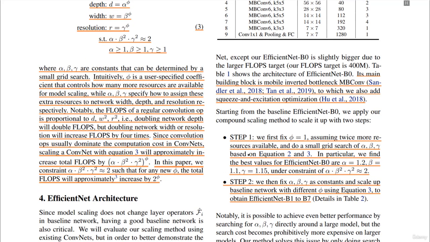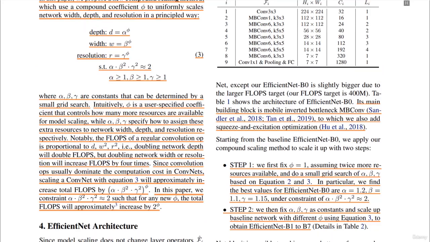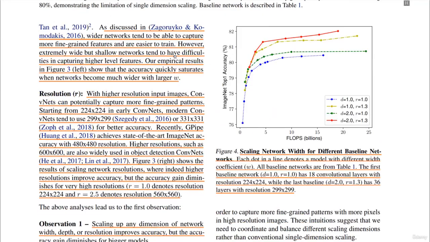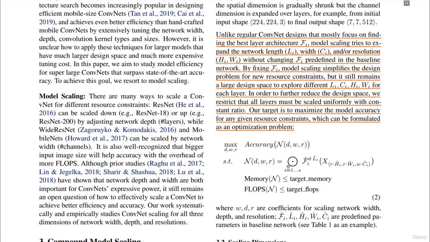And so as usual, we have a baseline model from which we start to increase its depth, its width, and its resolution. But since we're controlling all this just with this parameter phi, we can have these 2 steps. With step 1, we first fix phi to be 1, assuming twice more resources are available, and do a small grid search of alpha, beta, and gamma. So actually the authors of this paper did a grid search to find the best possible values of alpha, beta, and gamma based on equation 2 and equation 3, so based on this equation and this other equation right here.